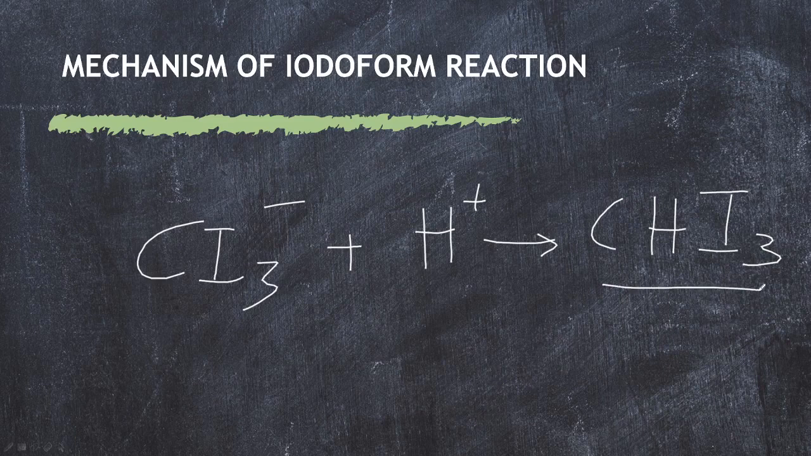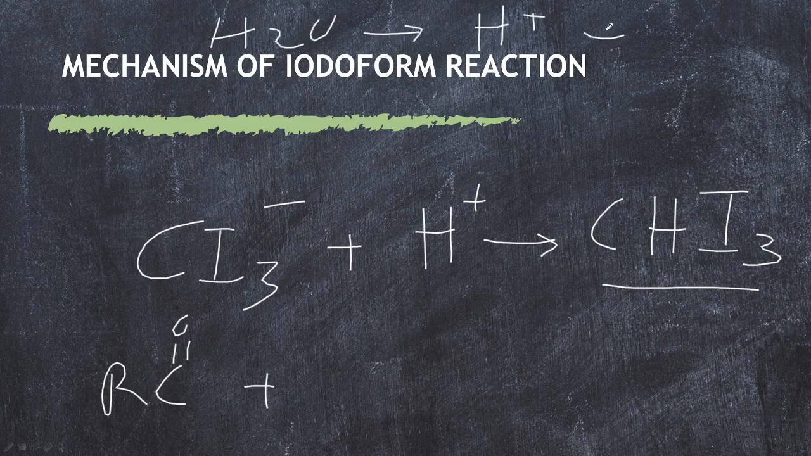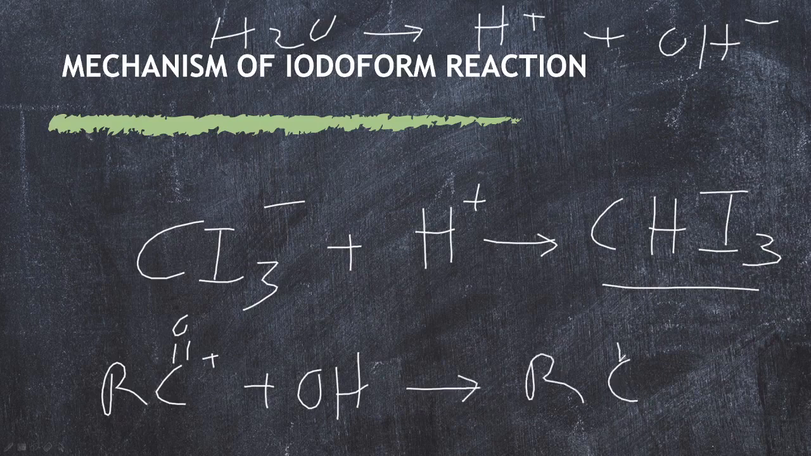And the methyl group, like I said earlier, that was the RC double bond O. Remember earlier when I said that the water splits into hydrogen ion and hydroxide ion. The hydroxide ion will now take part in this reaction and combine with this ion that is formed, which has a positive charge, and lead to the formation of an alkanoic acid. And that's all that is happening here in the iodoform test reaction. Like I said, the methyl group needs to be present.